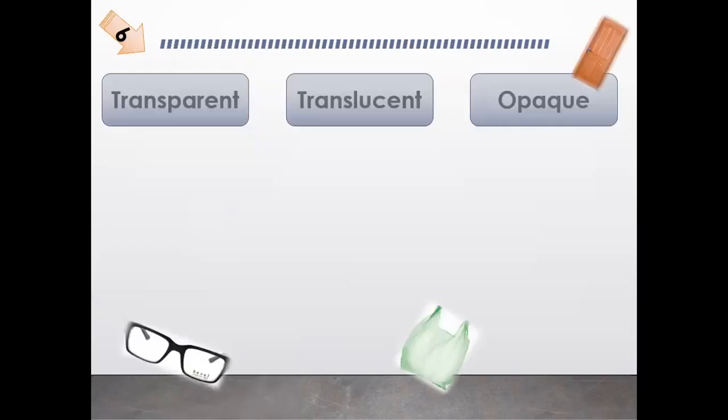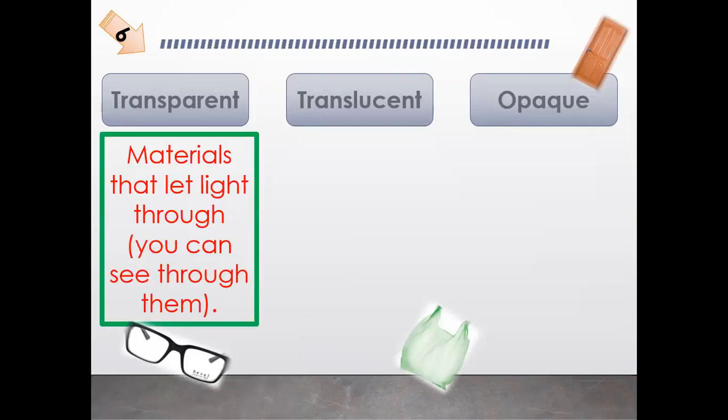Okay, the sixth property is transparent, translucent, and opaque. What does it mean by this? Transparent is the material that lets light pass through it. You can see through them. For example, the eyeglasses. If you put the eyeglasses in front of the light, you will see that all of the light is passing through them. That's why those who wear eyeglasses can see all of the things.